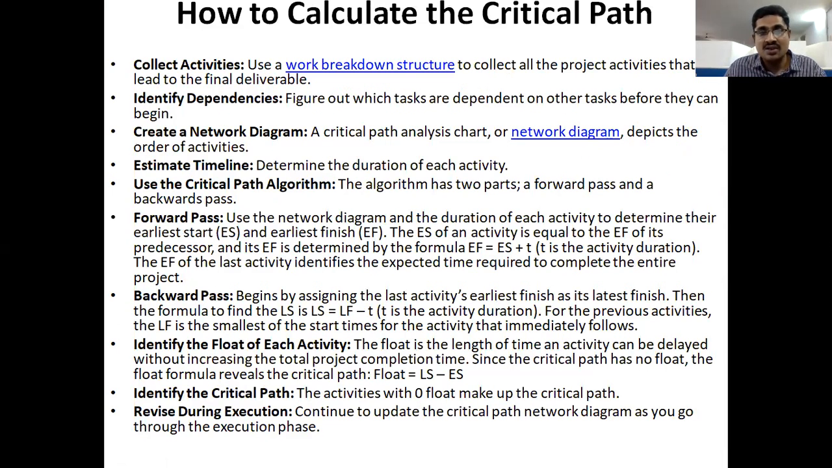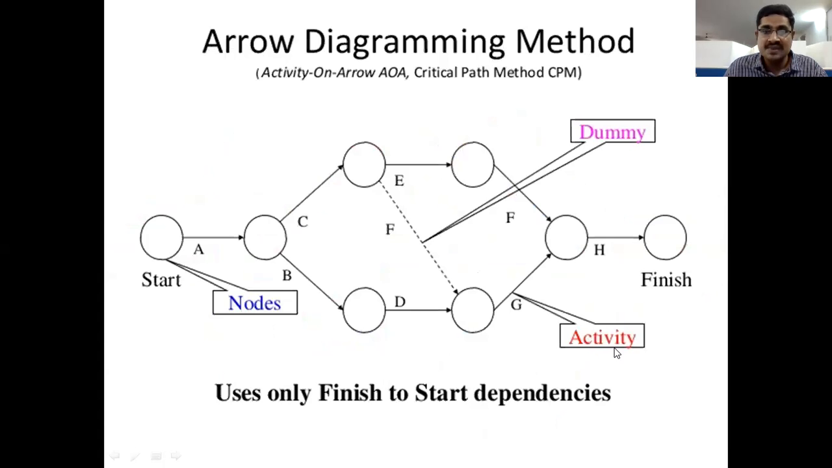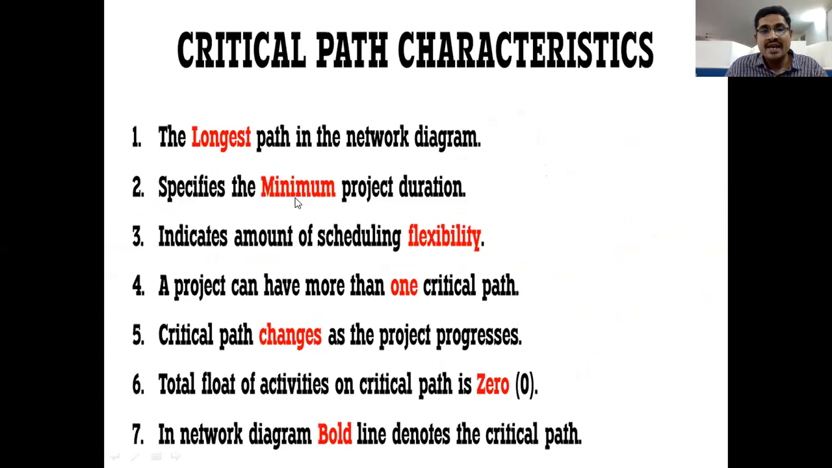Already we discussed all these things in the previous classes. So this is the network diagram. Already we discussed that these arrows are called activities, and these circles are nodes. So event or node based calculation is called PERT. Activity based calculation is called CPM. The characteristics of CPM we already discussed.